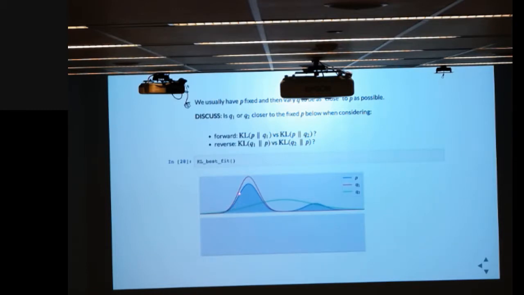So I've plotted here the probability density P, the shaded blue region, and then I've shown you two different possibilities, two members of the other family. And so I want you to discuss which one of these is going to be closest. Is Q1 closest to P or Q2 closest to P? And answer that separately for the forward. So we call this the forward when the fixed one is on the first position, and the reverse, which is when the fixed probability density is in the second position.